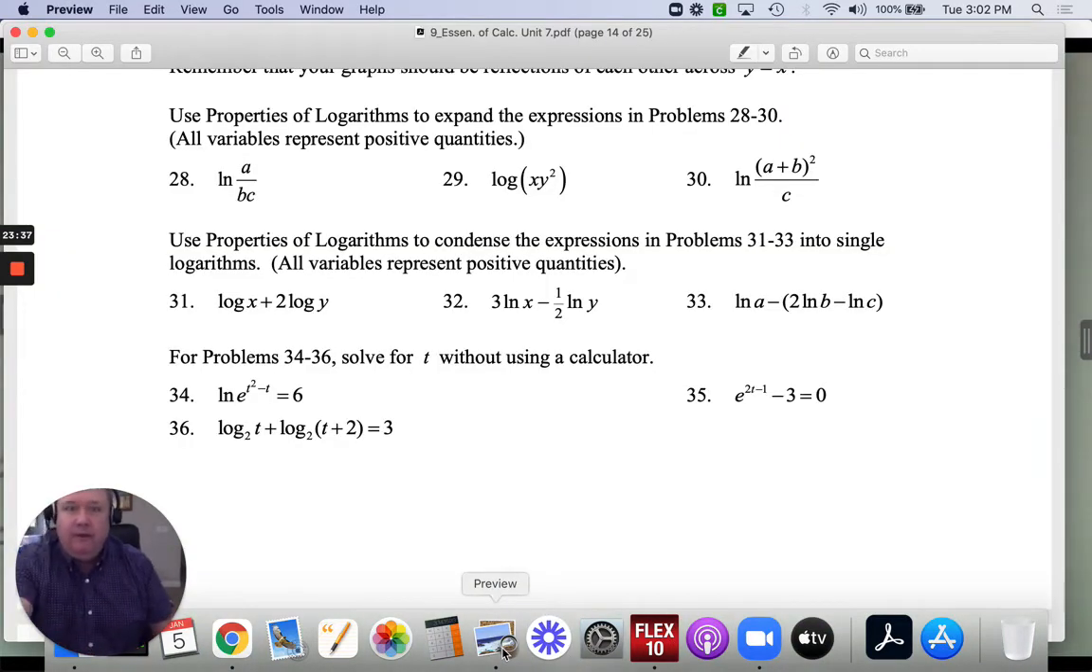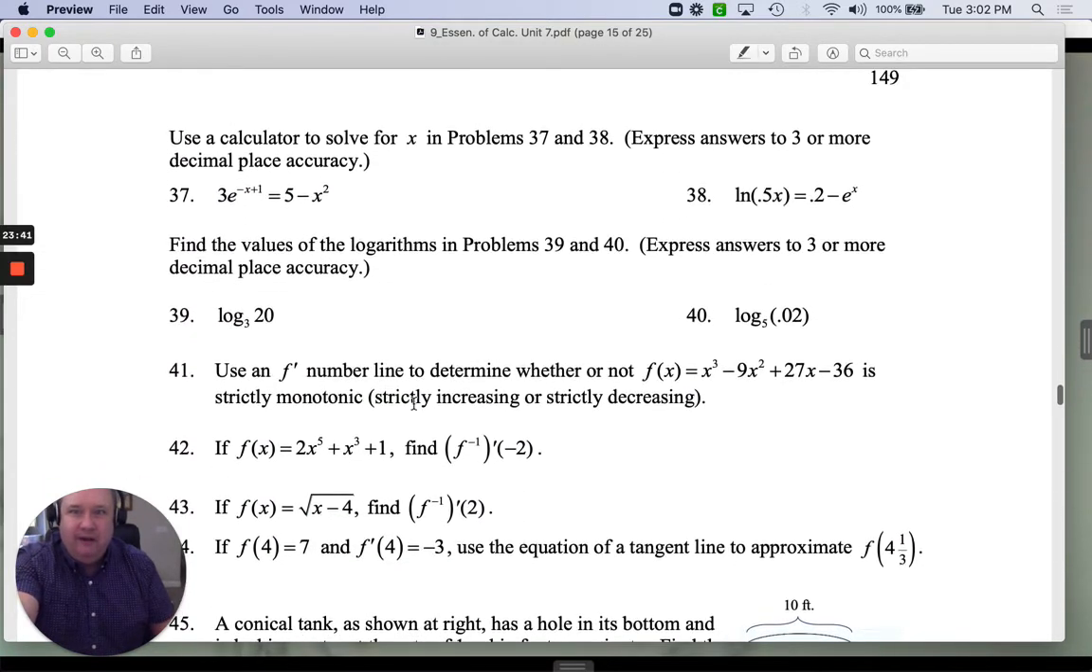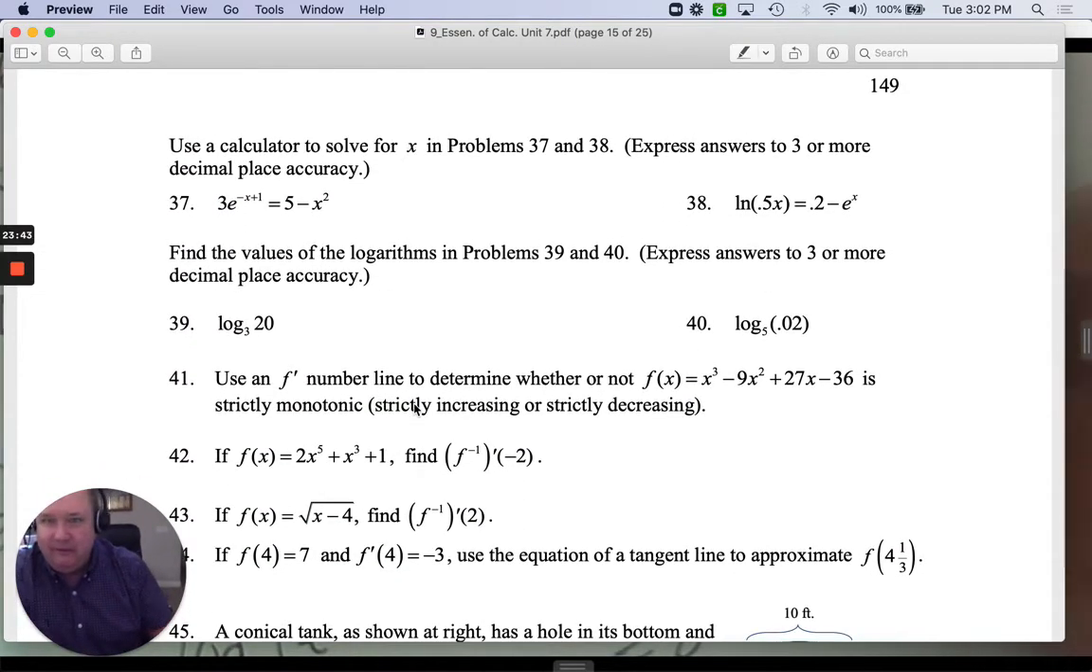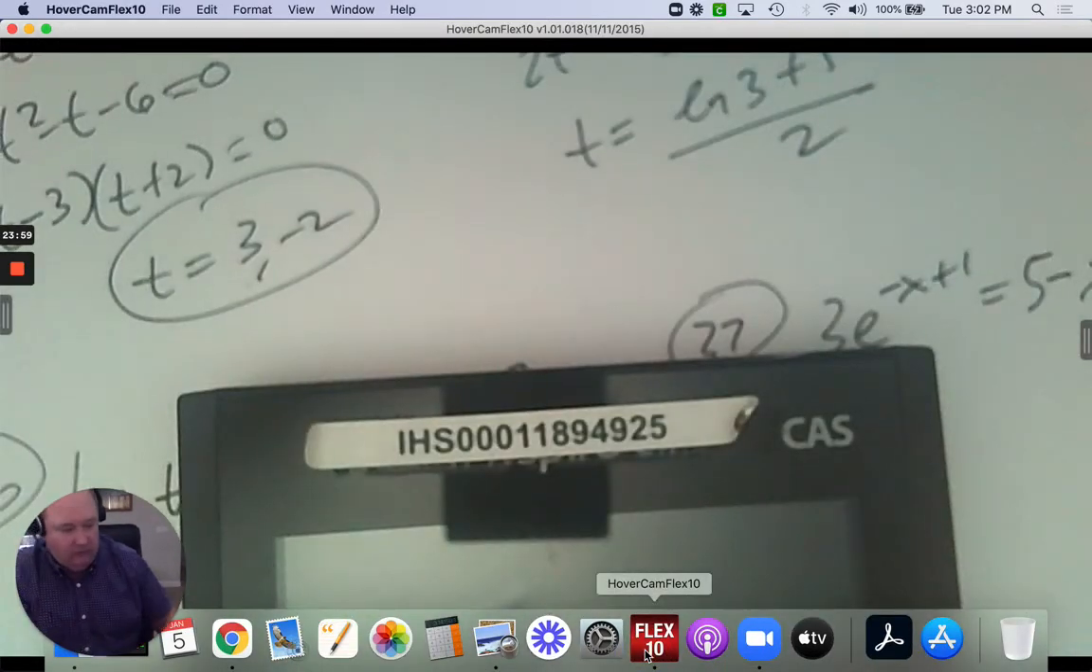Oh, next page. Are we getting to an end here? Third page. Oh, I like these because I know how to use my calculator. 3 times e to the -x plus 1 is equal to 5 subtract x squared. They said, use a calculator. Well, I don't have to ask me twice. Let's use your calculator. So we're going to turn on our calculator.